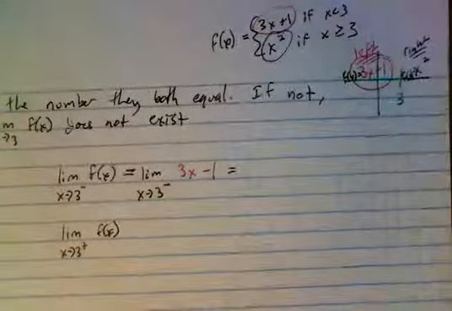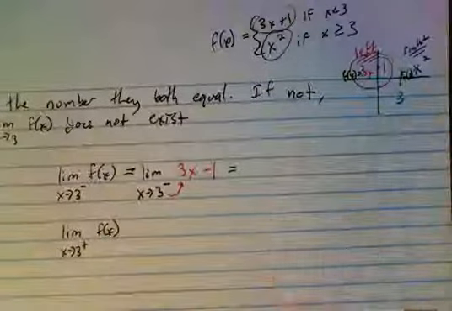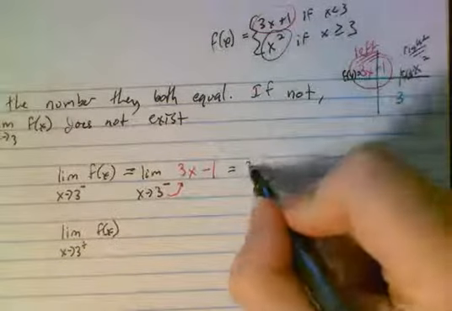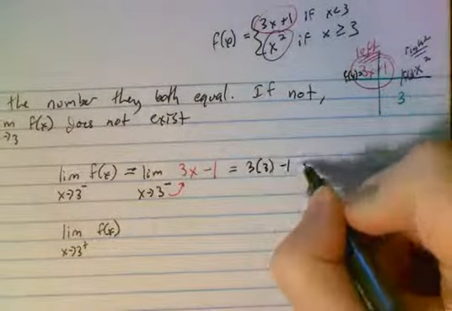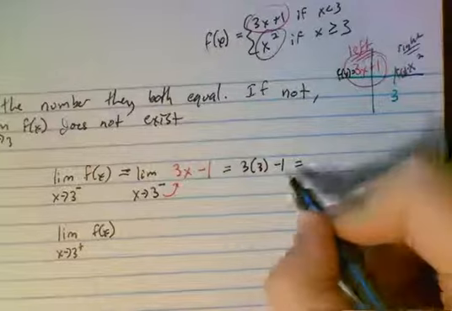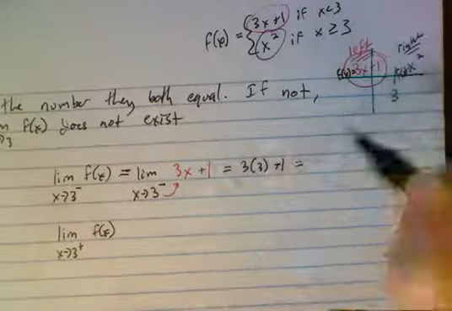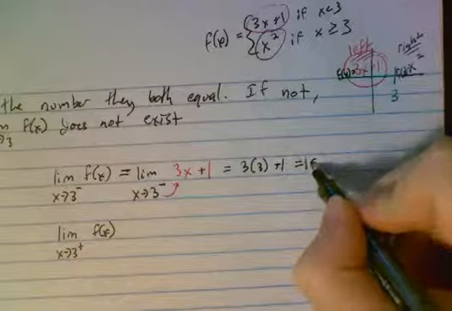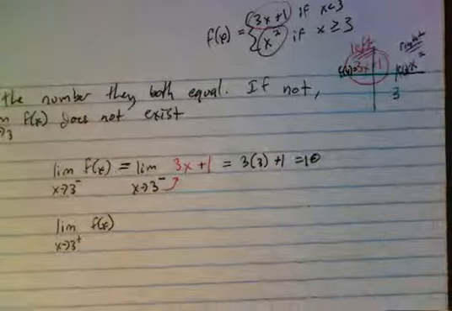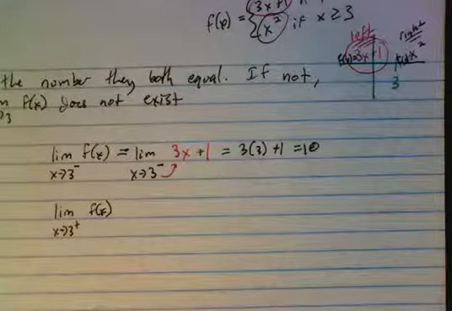So in that case, all I'm going to do is take that 3 and plug it in for x. 3 times 3 is 9, minus 1 is, oops, it was plus 1, my bad. Plus 1 is 10. There's my left-hand limit.